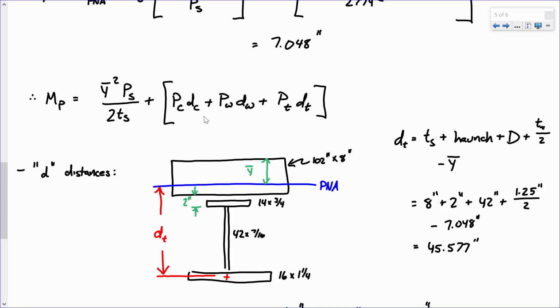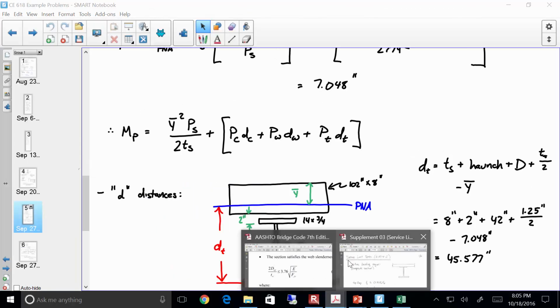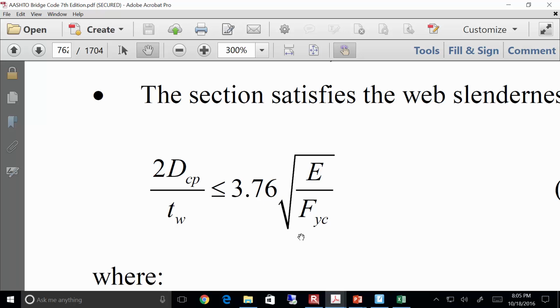Okay? So this bottom flange, is it experiencing tension or compression? Tension. This web is experiencing tension. This top flange is experiencing tension. Okay? Now, let's go back to the spec. I'm asking about this quantity. DCP, the depth of web in compression at the plastic moment.